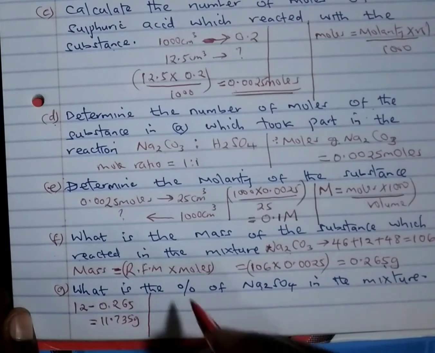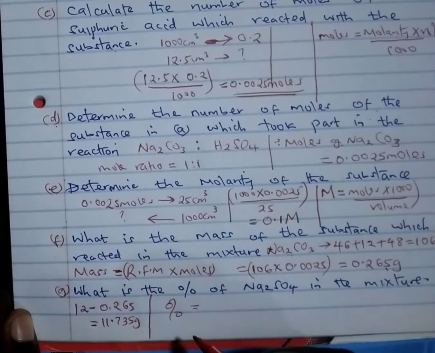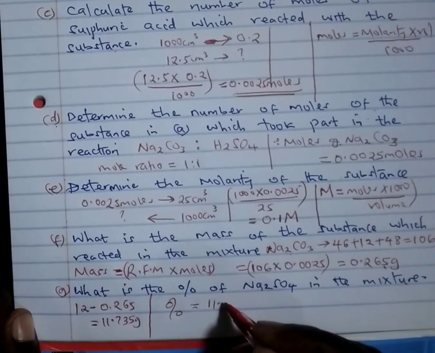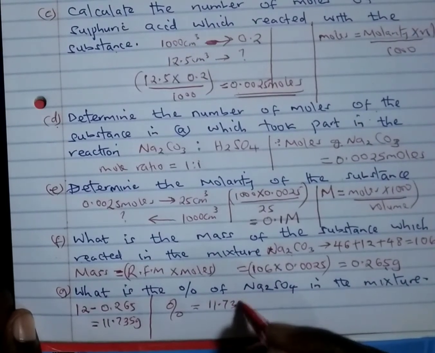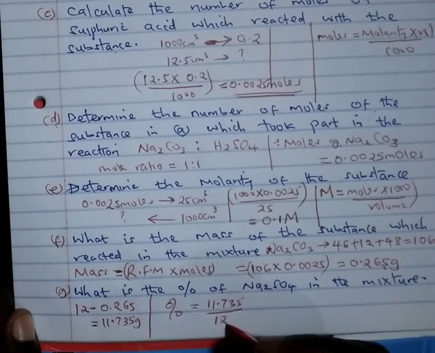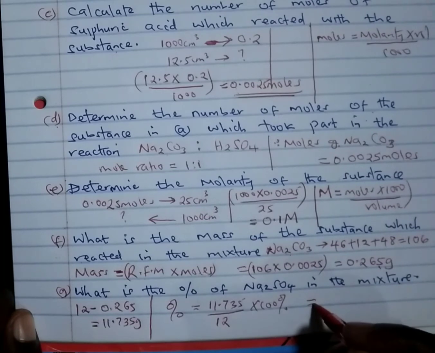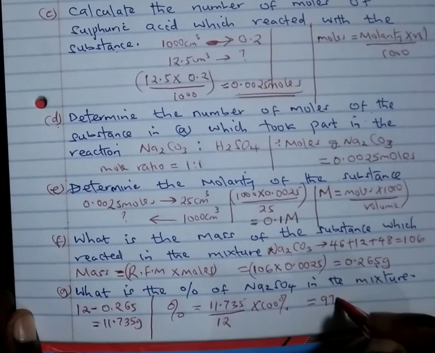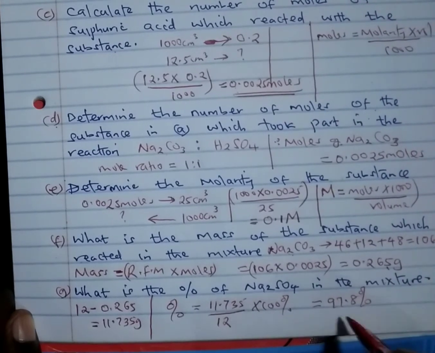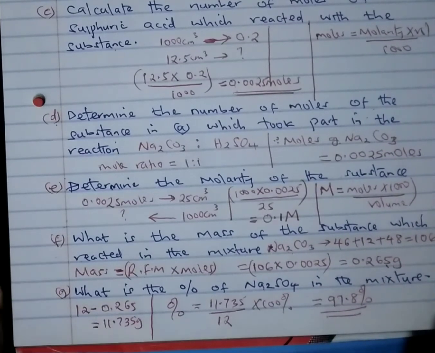If that is the mass that we are left with, this mass represents that of sodium sulfate. So to get the percentage of sodium sulfate in the mixture, we take the mass of sodium sulfate, which is 11.735, divided by the total mass of the mixture, which is 12, everything multiplied by 100%, and this one translates to 97.8% as the percentage of sodium sulfate in the mixture.